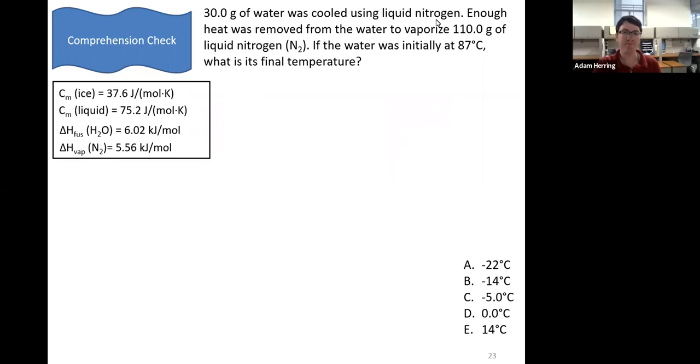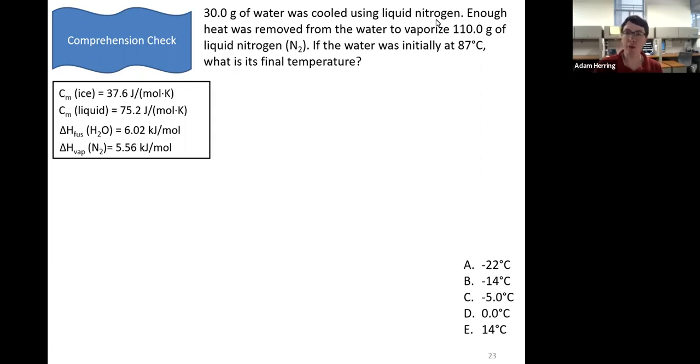Here's another question. Pause the video and try this one on your own, and then I'll walk you through it. Welcome back. So for this question, we have 30 grams of water that's cooled using liquid nitrogen. Enough heat was removed from the water to vaporize 110 grams of liquid nitrogen. If the water is initially at 87 degrees Celsius, what's the final temperature?